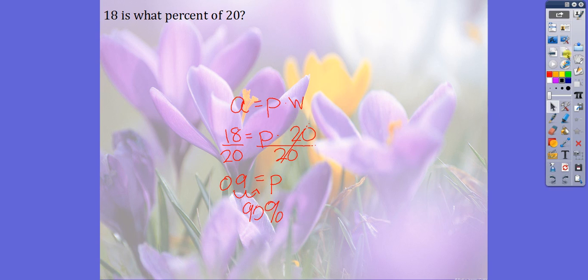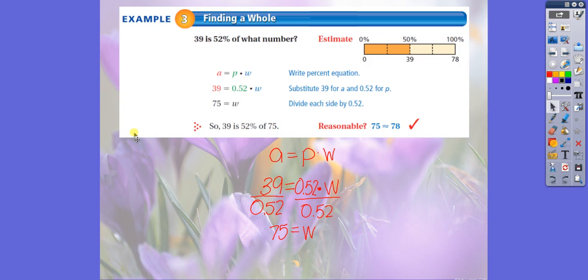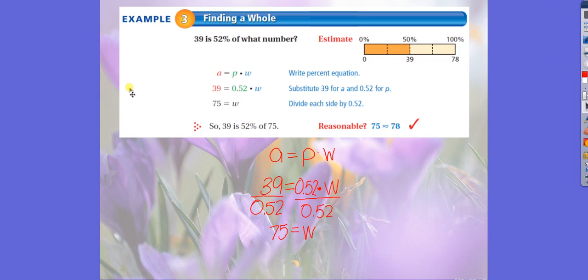But we divide each side by 20, and you get 0.9. You move the decimal 2 places to the right, and you get 90%. And finally, we can also solve for the whole. So 39 is 52% of what number?